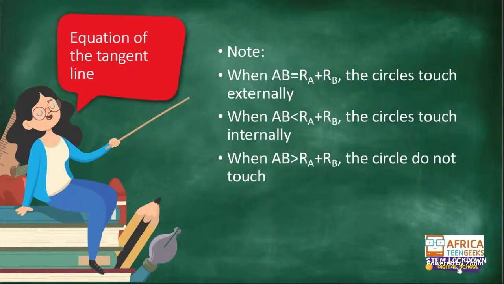So this is also important for you to know. When the distance between the two circles is equal to RA plus RB, the circles touch externally. When the distance between the two centers is less than the sum of the two radii, they touch internally. But when AB is greater than RA plus RB, you say that the circles do not touch.